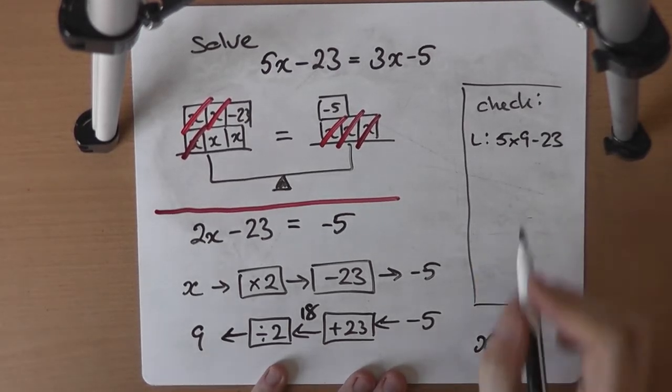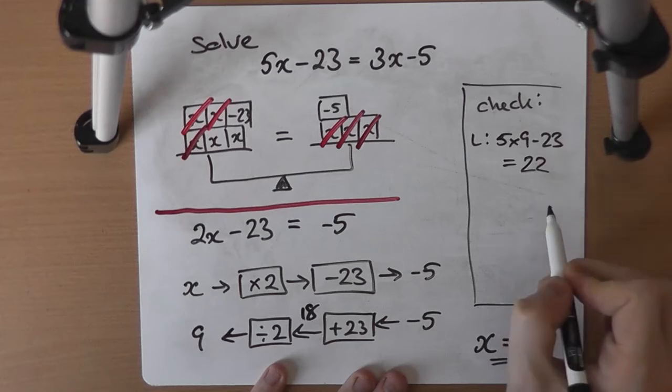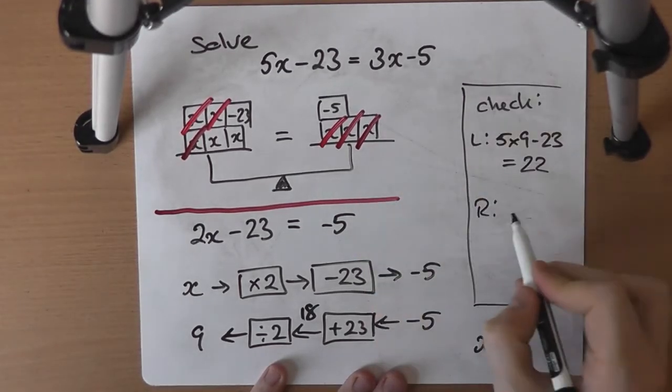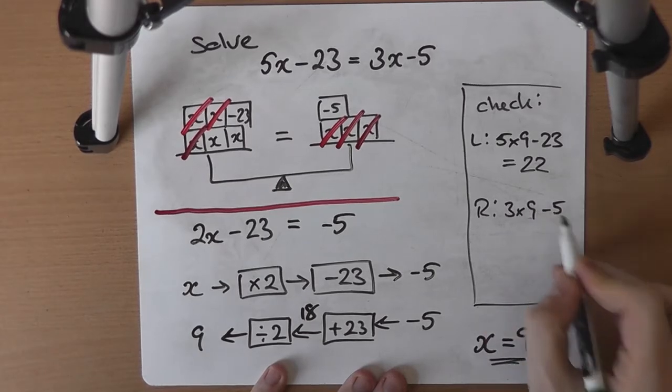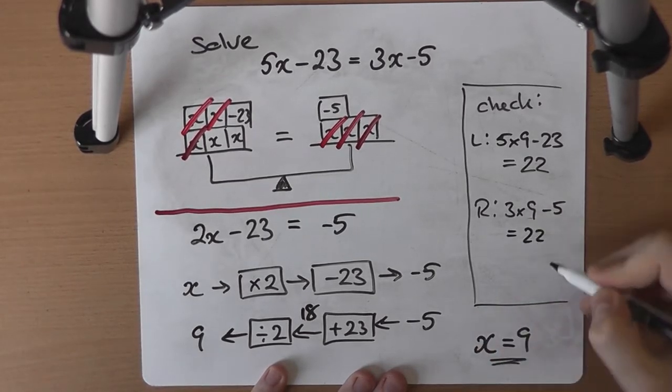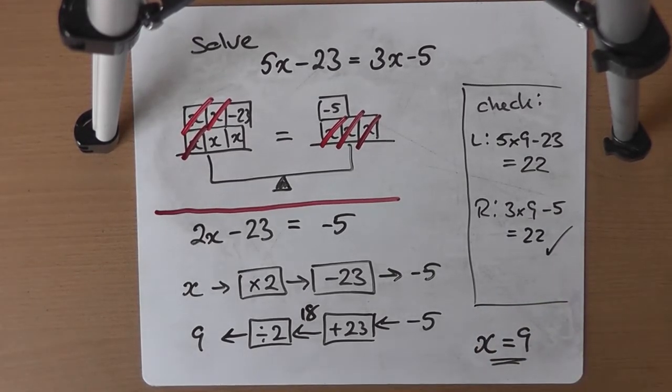Take away the 23 is 22. And on the right, we're saying that's 3 lots of 9. Take away 5. Well, 3 9s are 27. Take away the 5, 22. Look at that. It works. And the answer overall, x equals 9.